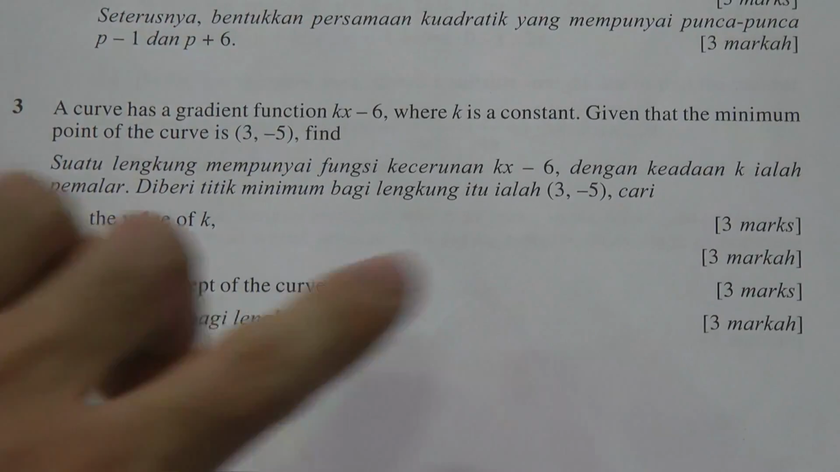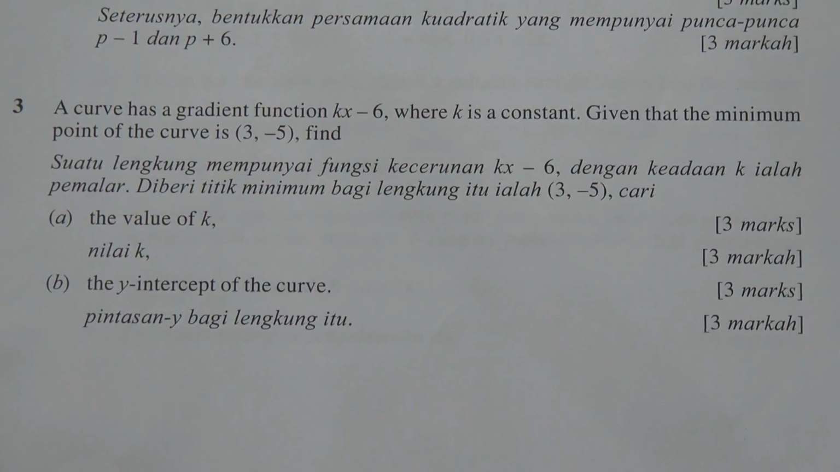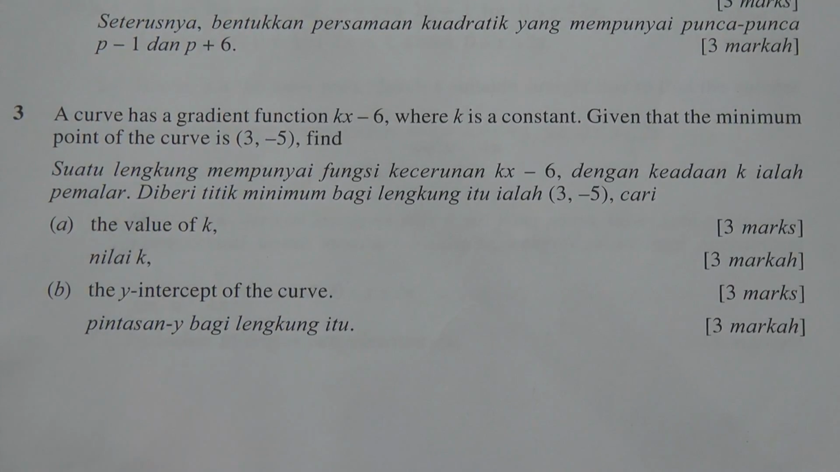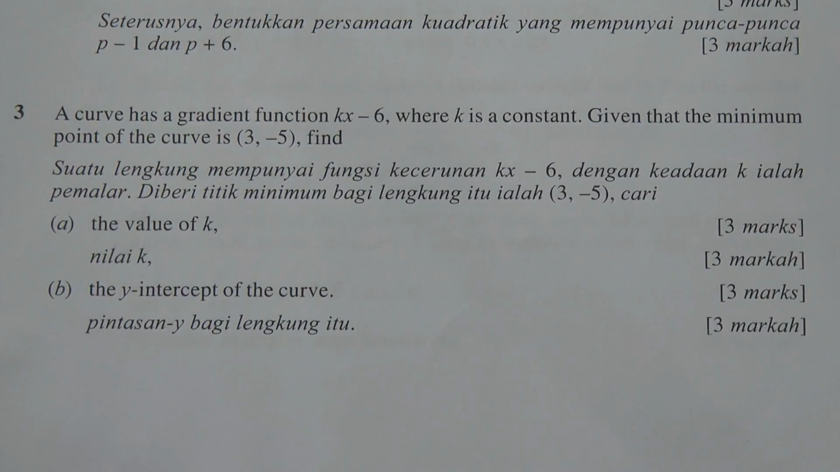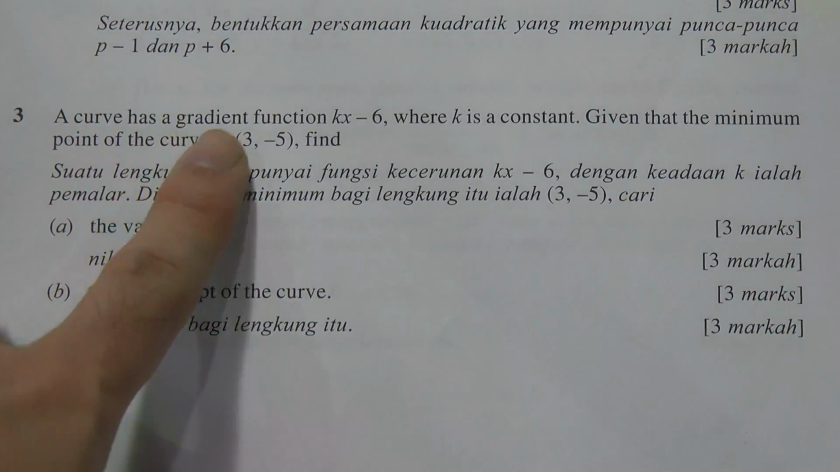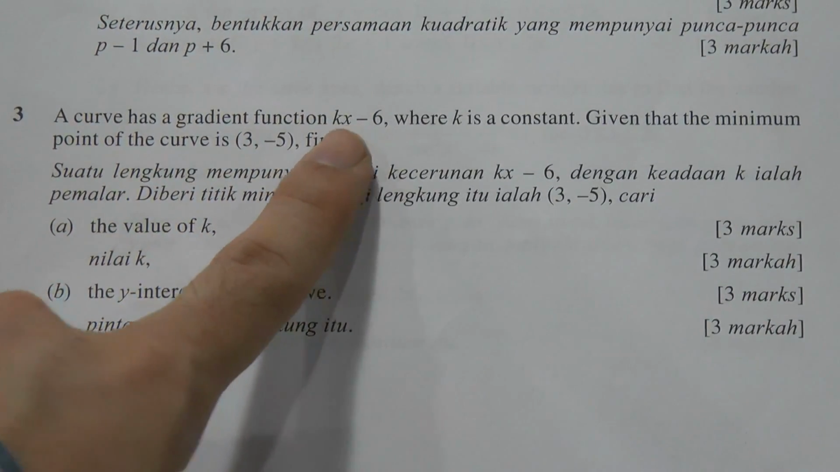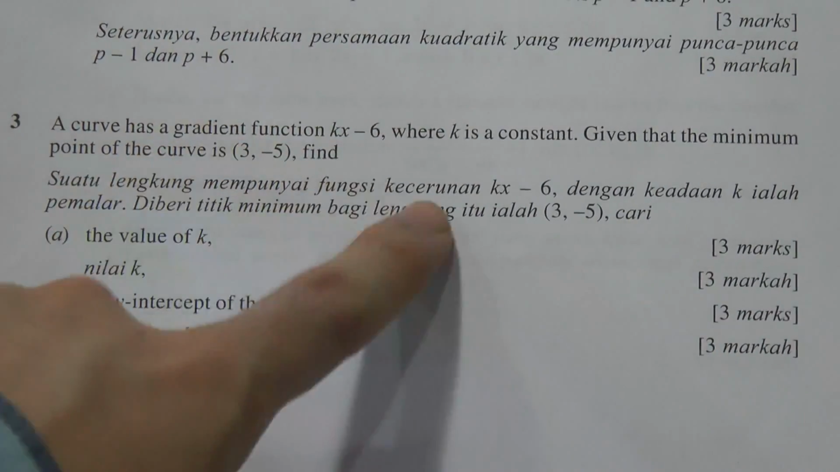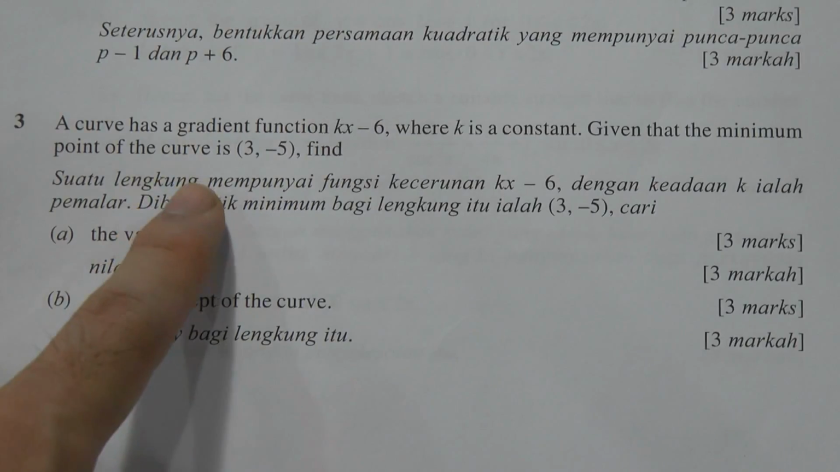First, when you see minimum point, only two possibilities. One is you use the differentiation dy dx to find the minimum point. Another one, you use the completing square to find. Obviously, in this question, he straight away gives you the gradient. So gradient equal to kx minus 6. If you always do the revision, you know actually this one is for differentiation.